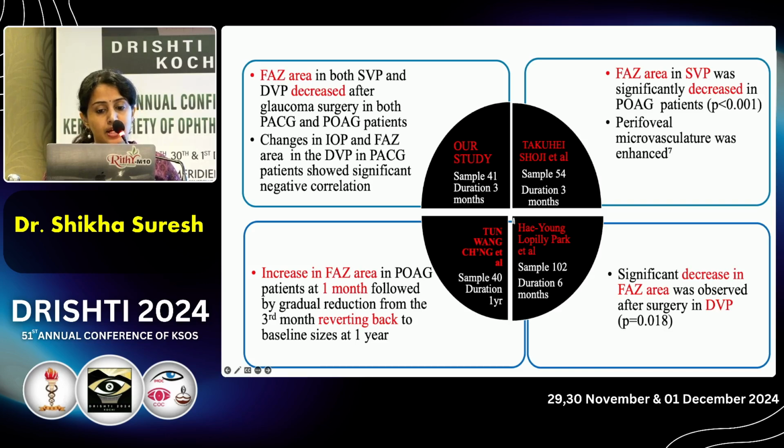According to Takeyoshi Shoji et al., FAZ area in superficial vascular plexus was significantly decreased, and they proposed that it was due to enhancement of the perifoveal microvasculature with restoration of the macular retinal ganglion cell function after IOP lowering. According to H.Y. Park et al., there was a decrease in FAZ area in the deep vascular plexus. The Chang et al. study was slightly different from our study, where they found that there was an increase in the FAZ area at 1 month, which reverted back to normal. They said that this increase may be due to surgical inflammation, and surgical inflammation can result in poor quality scans, and our study has excluded poor quality scans.